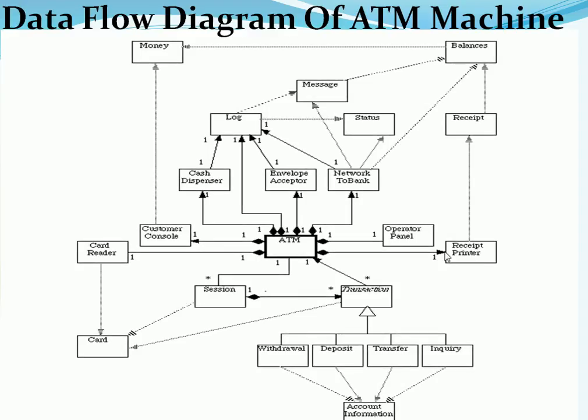This is the data flow diagram of the ATM machine related to the transaction process. When the customer inserts the card, the card reader reads the information and stores it in memory. After that, a new session is created if the PIN is valid. Those details in the card are loaded into the session.